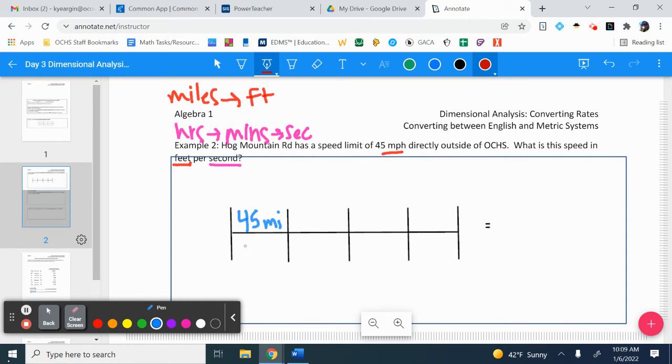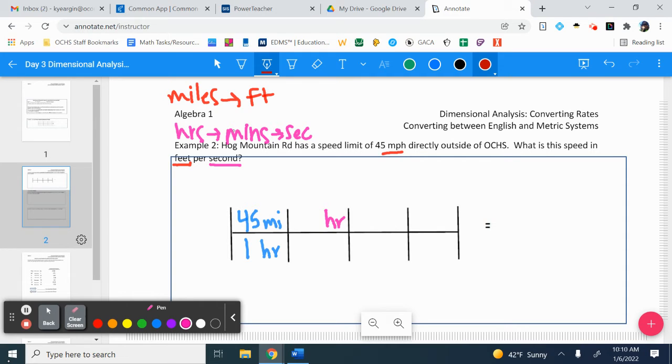per, so divided by 1 hour. And again, it is completely up to you. We started the last one by getting rid of miles first. So just to show you another way of doing this, we're going to start by getting rid of our hours first. Hours were in the denominator, so to remove them, they need to go to the numerator.